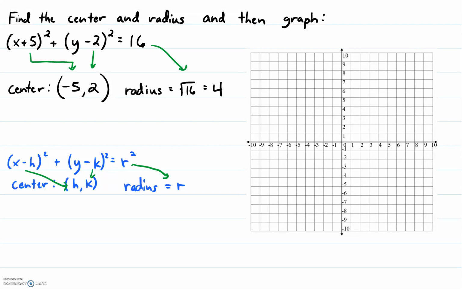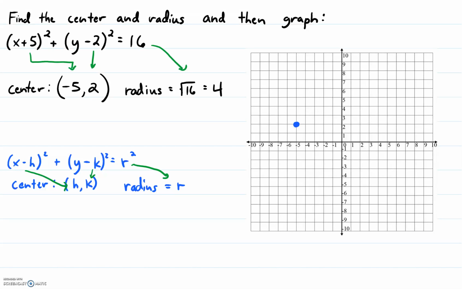Now we just want to use that information to graph the circle. So whenever you want to graph the circle and you already have these pieces of information, the first thing you want to do is graph the center. Just put a dot there. So our center is (−5, 2). So we're going to go −5, positive 2, and we're going to put a dot.